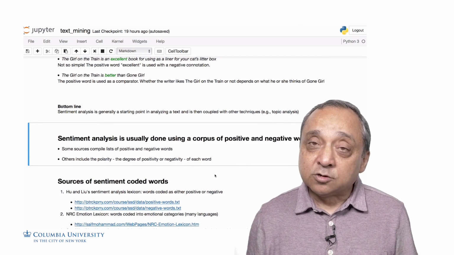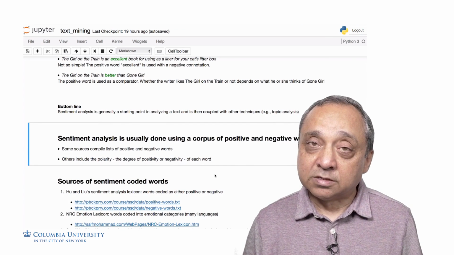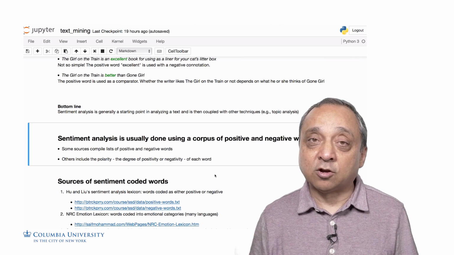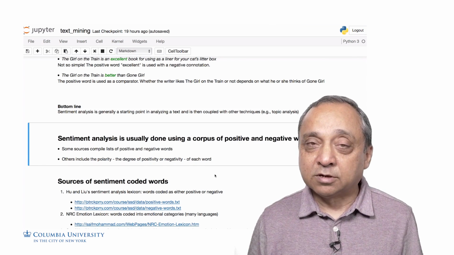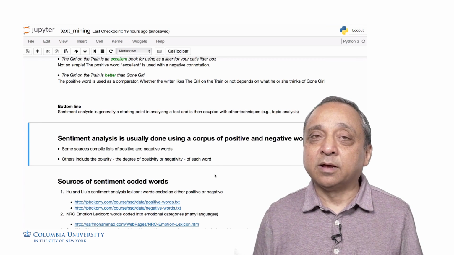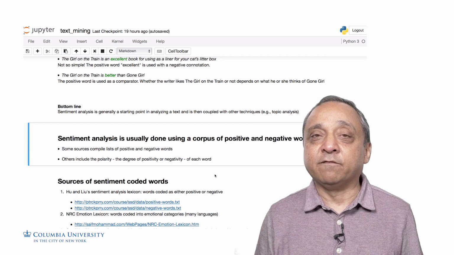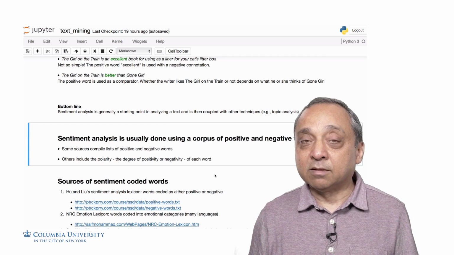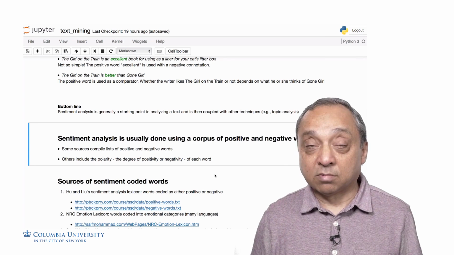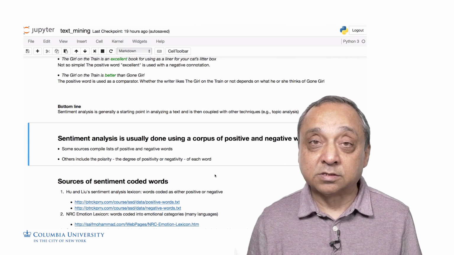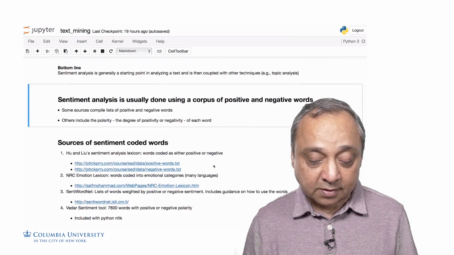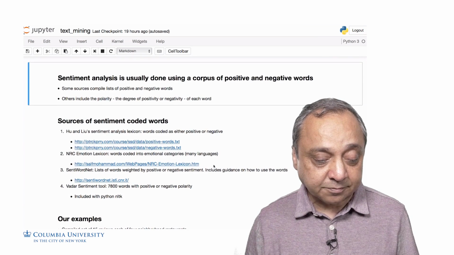Sentiment analysis is usually done using a corpus of positive and negative words. So this is another tricky aspect of sentiment analysis. Out there on the internet, you're going to find lots of collections of words that are positive and negative, and you can use those. But of course, if you have a very well-defined domain that you're doing sentiment analysis in, you might be better off constructing your own positive and negative words, because in your domain there may be a different set of words that are applicable.